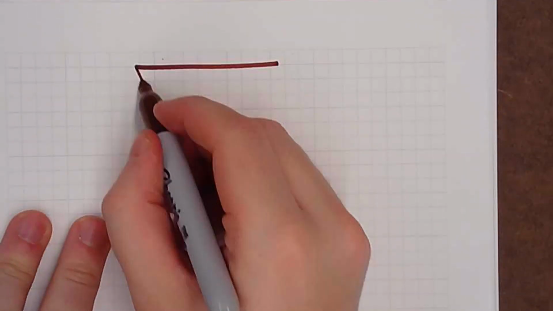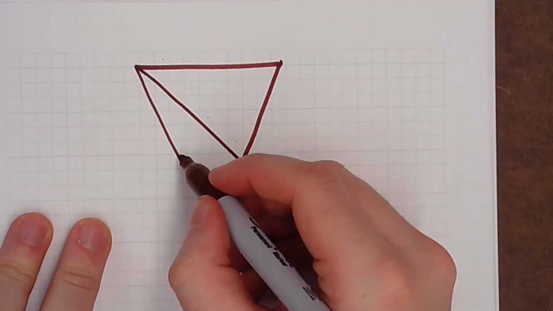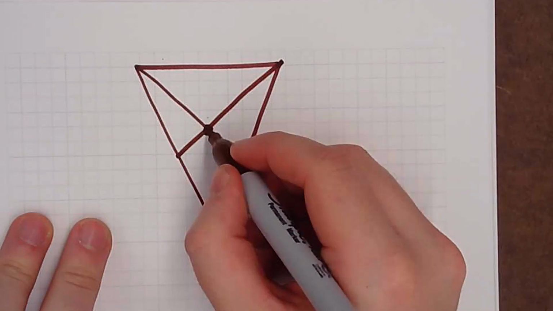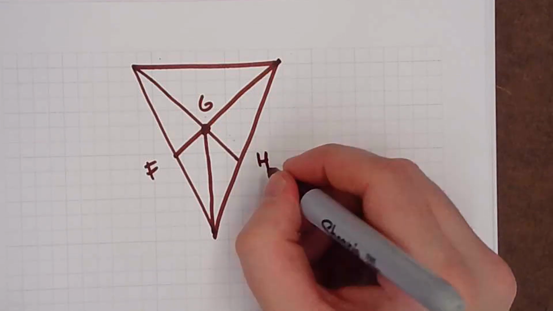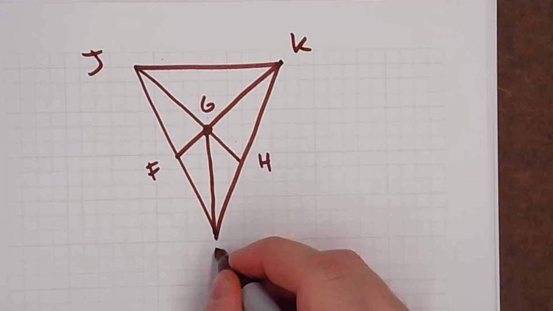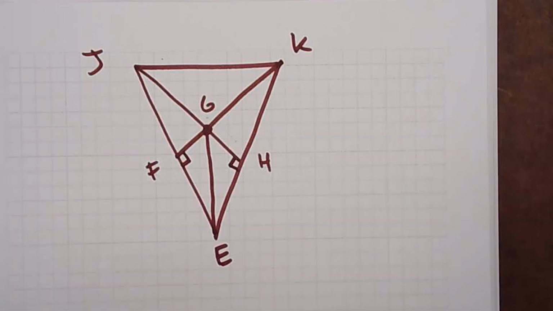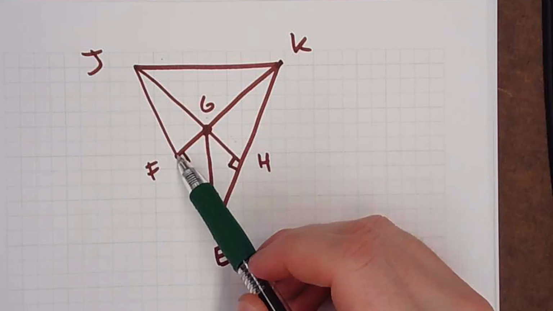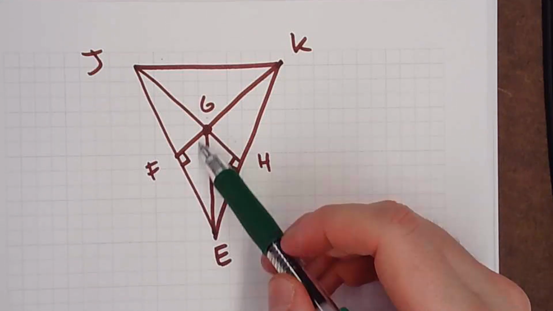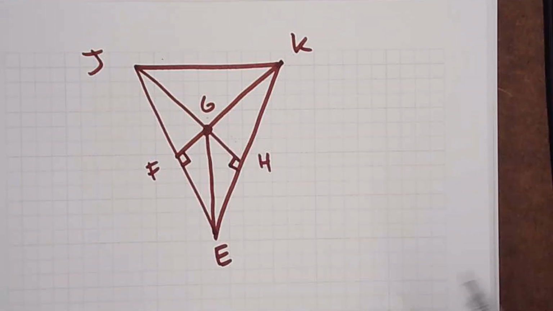Same diagram for number 3. This was F, this was G, this was H, this was J, K, and E. And again, they gave us that these are two 90-degree angles. That's important because when we measure a distance from a point to a side, we always want to go at 90 degrees. We don't want to measure the distance here, right? That's how we can guarantee that we're measuring the same distance both ways.